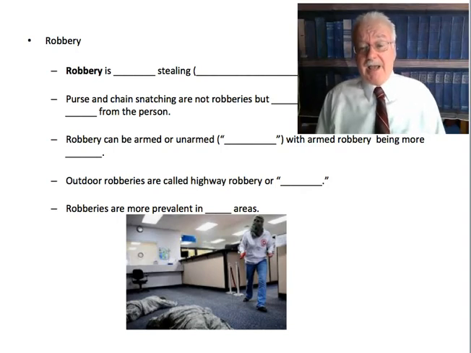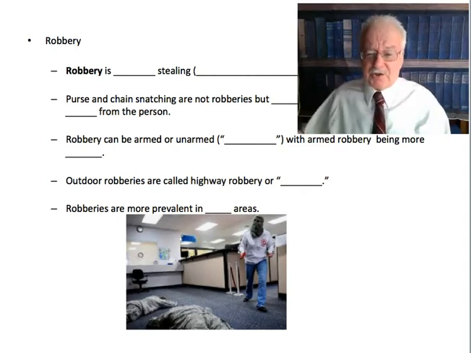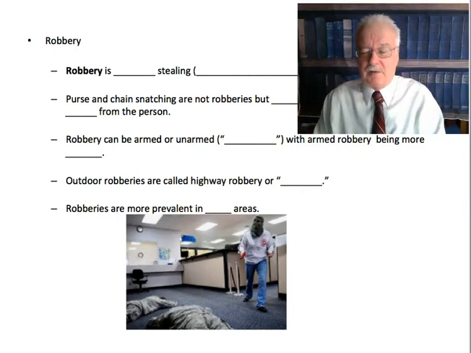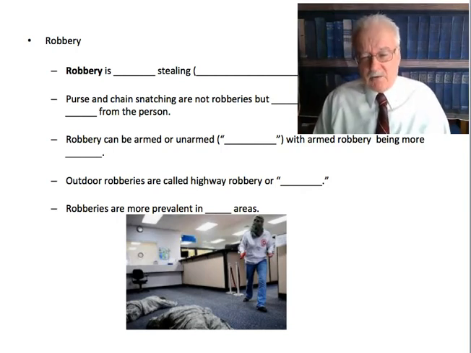Now, if it were a handbag and it was snatched and the victim didn't let go, and the perpetrator began pulling and dragging the victim with the handbag holding on to, then you would have a robbery. But if the property is just snatched without any real resistance from the victim, it would be a larceny.